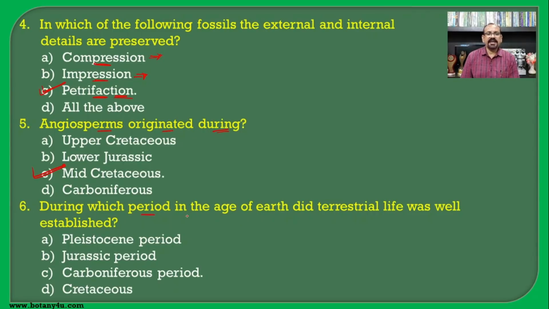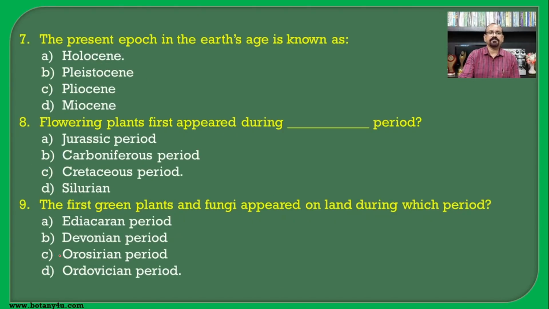Then, during which period in the age of the Earth was terrestrial life well established? As we know, life originated in water, or aqueous conditions, and later on life jumped from aquatic conditions to the terrestrial. This occurred during the Carboniferous period of the geological timescale, and hence C is the correct answer for this question.